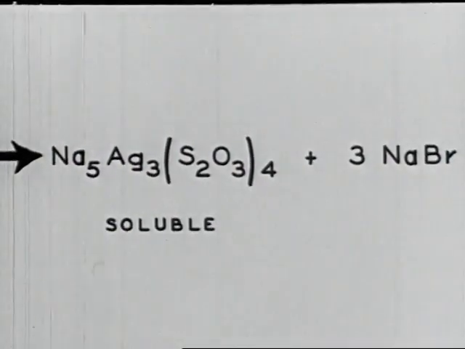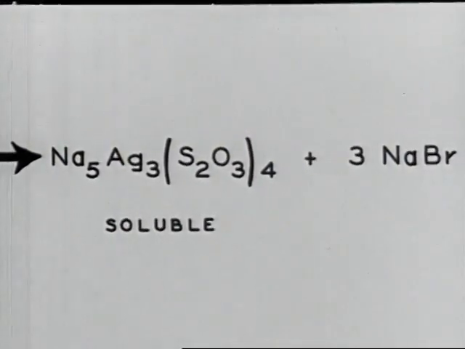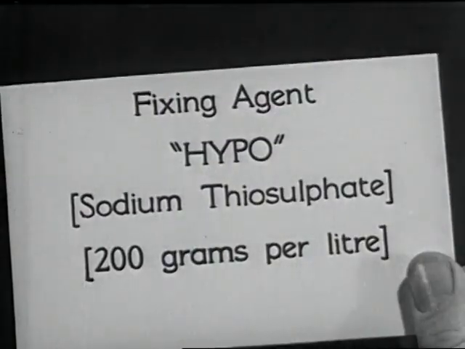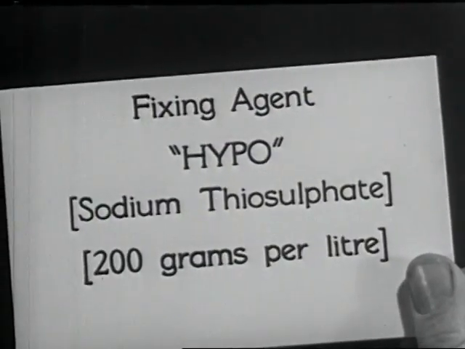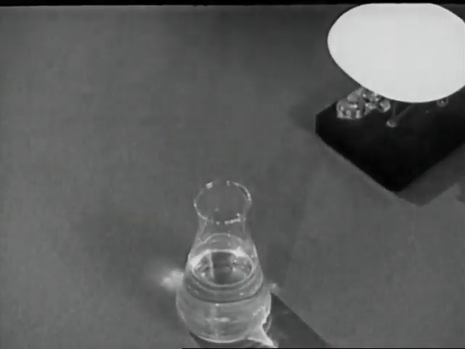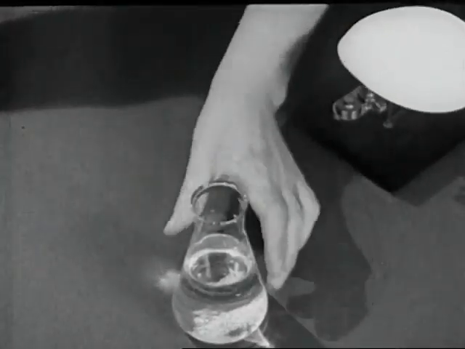The primary function of the fixing bath, therefore, is to remove the unexposed, undeveloped silver bromide. This action not only makes the film transparent where there is no image, it also makes the image permanent, since the action of light by itself would gradually cause the unremoved silver bromide to darken.